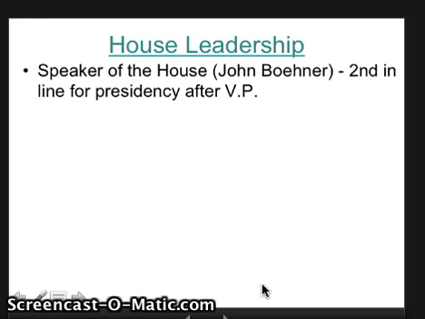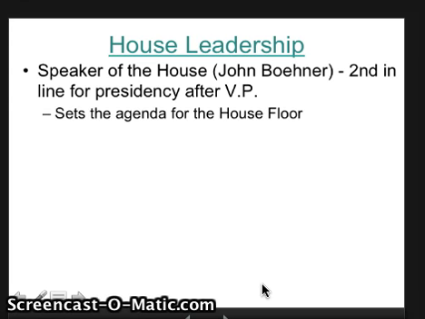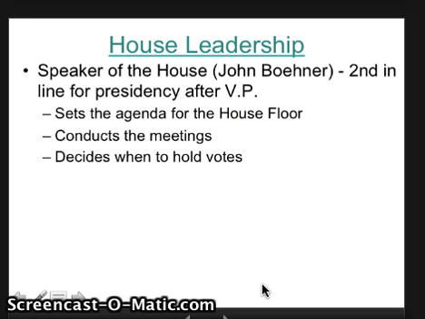So House leadership is run by Speaker of the House John Boehner, and he's second in line for the president, and he is a Republican. And he sets the agenda for the House floor. These are the final votes on any bill. He also conducts the meetings. He decides when to hold any votes, and he's the chairman of the Rules Committee.